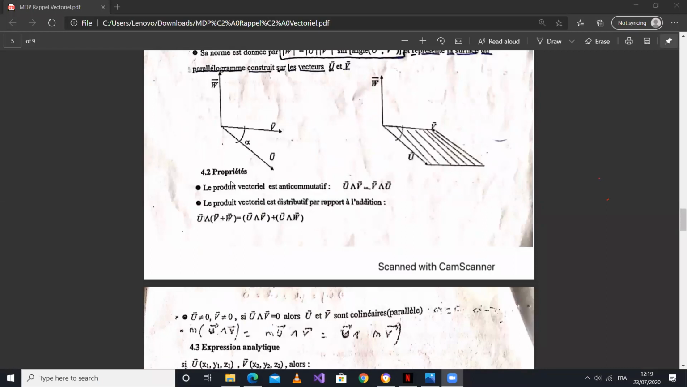The first property: the product vectoriel is anti-commutative. It means, unlike the product scalaire, where we have A scalaire B égale B scalaire A, if you interchange them or swap them, the answer remains the same. For the product vectoriel, it's different. The order matters. If you swap their order, you get a different result. It's clear?